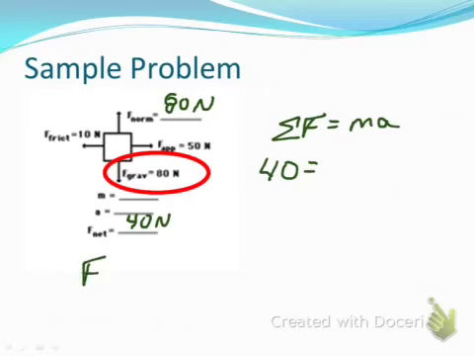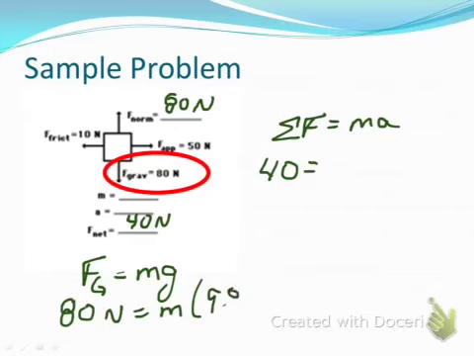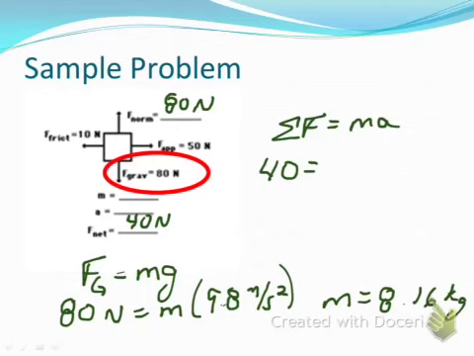Remember, force due to gravity was just equal to mass times gravity. So we've got 80 newtons is equal to mass times 9.8 meters per second squared. Notice how I'm not using the negative 9.8 meters per second squared because the direction is given to us in the free body diagram. So I don't need to include the negative number. Plus, it's not possible to have a negative mass. When you type that in your calculator and work it out, you're going to get a mass value of 8.16 kilograms.